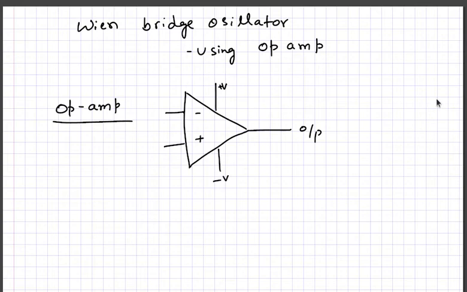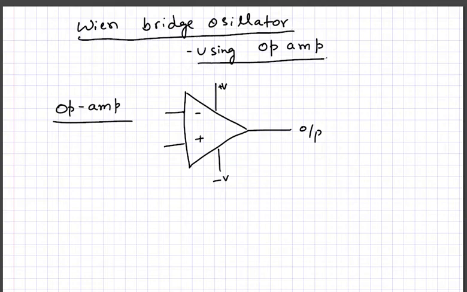Dear students, in this class we are going to study the Wien bridge oscillator using an op amp. Because we have not gone through the op amp chapter, I will briefly tell you what an op amp is. Then let us see what a Wien bridge oscillator is. After this class, let us go back to the op amp or operational amplifier chapter. Okay.